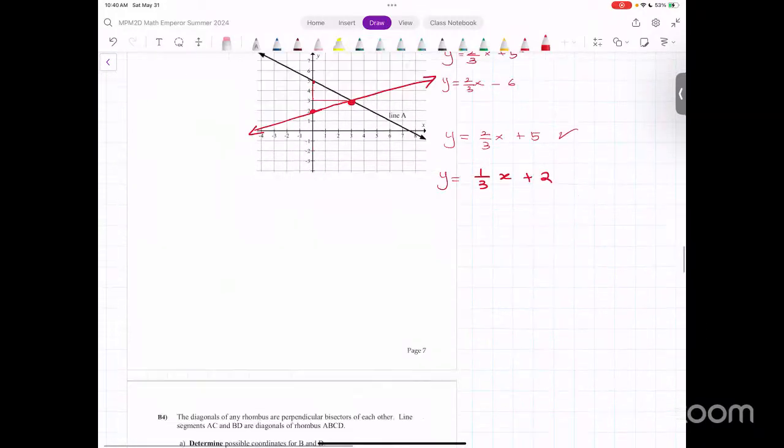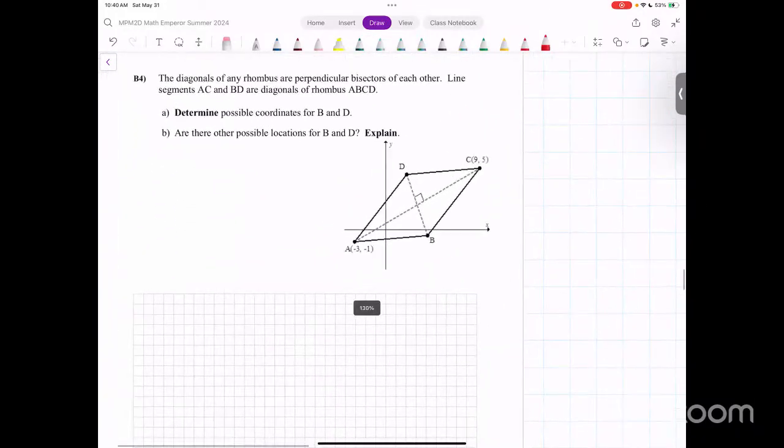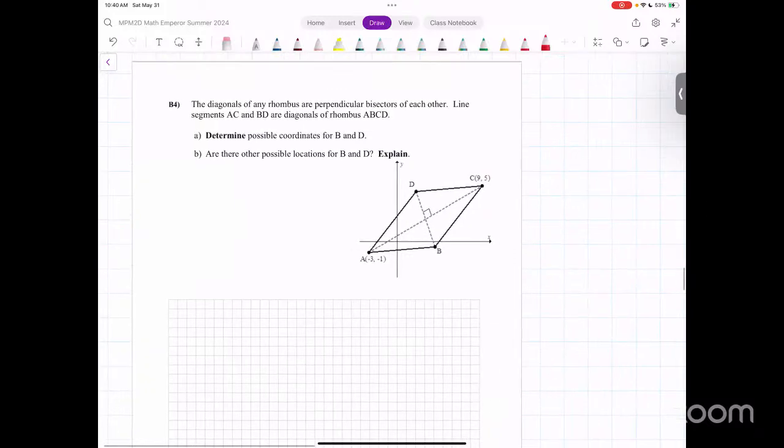All right. Next analytical geometry question. A little cool one. The diagonals of a rhombus bisect each other perpendicularly. Line segments AC and BD are diagonals of rhombus ABCD. Determine the possible coordinates for B and D. I love this question. It's an engineering question. Let's see who will figure that out.